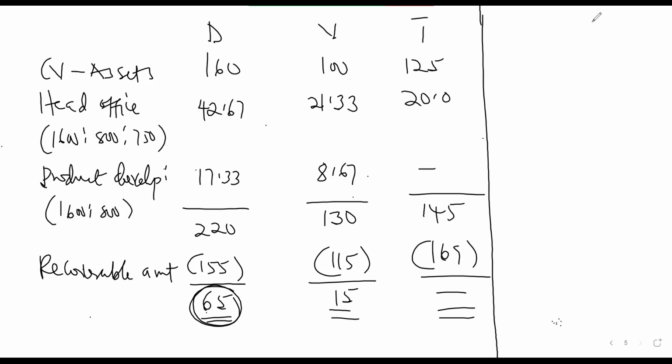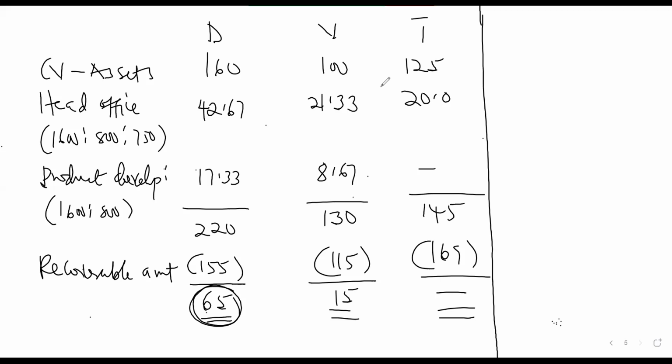What do you think? So for example, when we take the new, the D, when we go for their carrying value, the main asset, that's the 160. Then 160 divided by the 220 times the 65 for the asset. Then you do the same thing for head office and products development as well. Thank you. You're welcome.